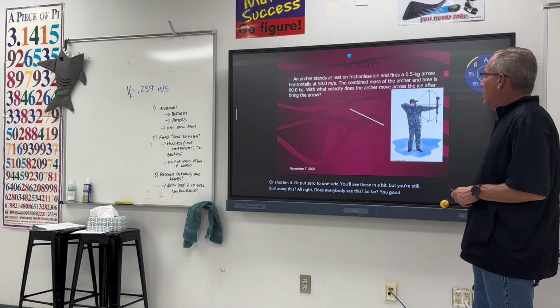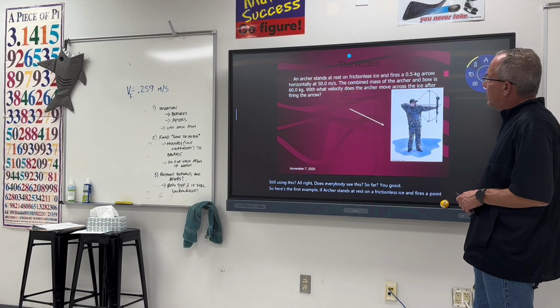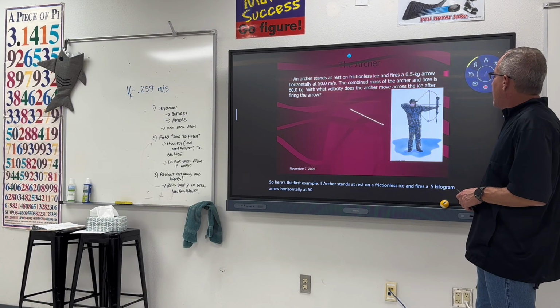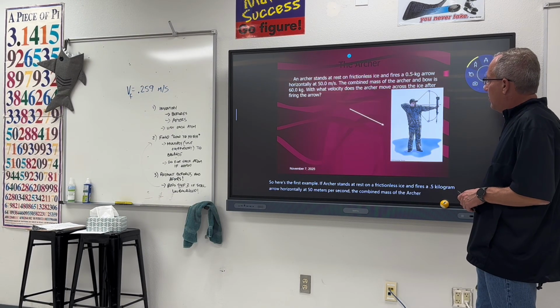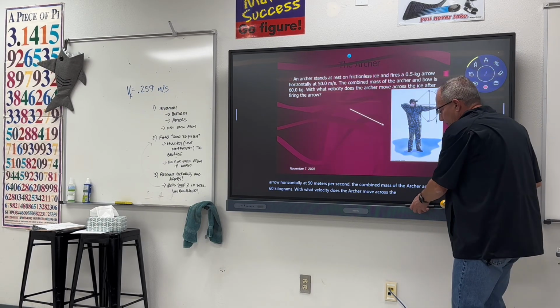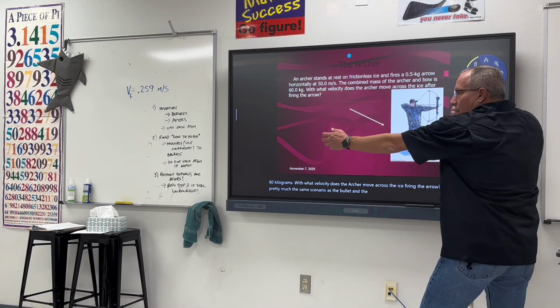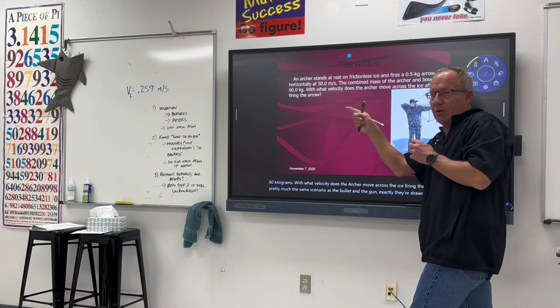Here's the first example. An archer stands at rest on frictionless ice and fires a 0.5 kilogram arrow horizontally at 50 meters per second. The combined mass of the archer and the bow is 60 kilograms. With what velocity does the archer move across the ice after firing the arrow? This is pretty much the same scenario as the bullet in the gun. Exactly. They draw back, and the arrow goes this way.